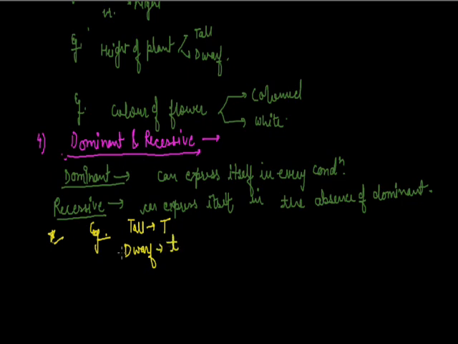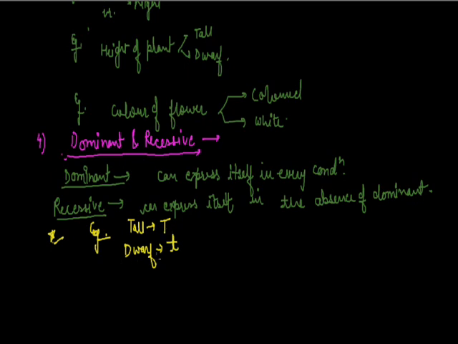Now the question arises in your mind: okay, this one is capital T because tall starts with the letter T, so you can take the first letter easily. But dwarf starts with D, so why do we take small t for the dwarf feature, why not small d? Because how would you recognize that these belong to the same trait? So this rule was formed: a dominant feature should be written in a capital letter.